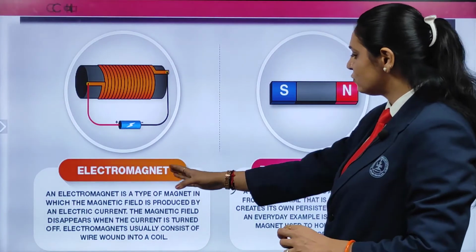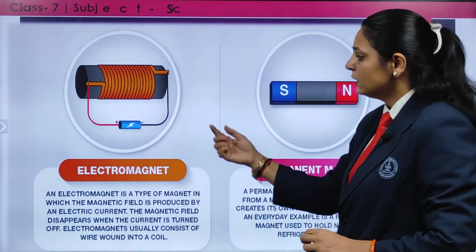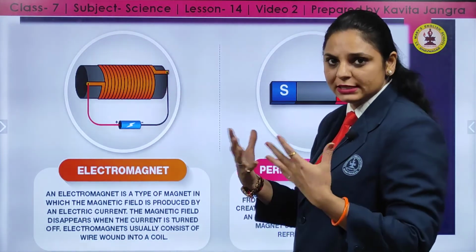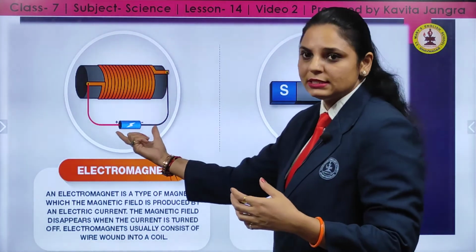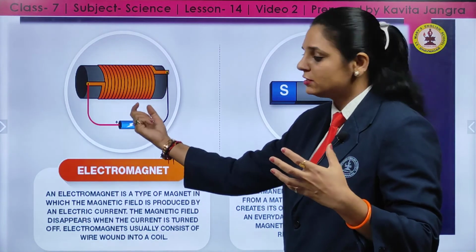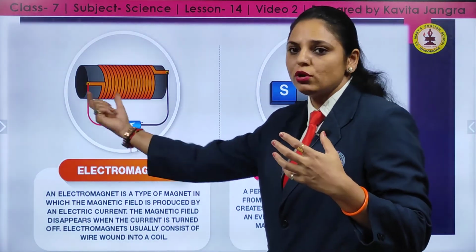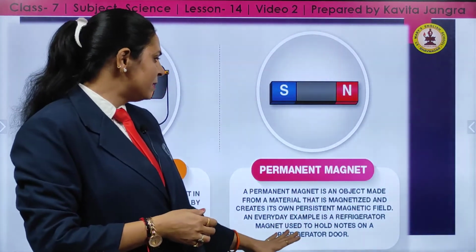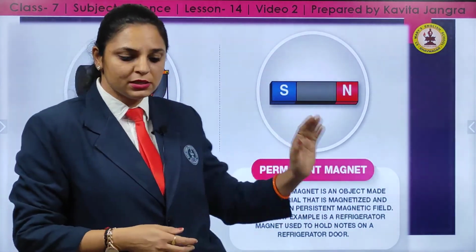Here you can see the electromagnet and permanent magnet. If you increase the number of turns, then the magnetic effect is increased. If you increase the power of the cell, the batteries, instead of 1 you take 2 or 3, there will be an increase. And here, this is a permanent magnet that will always remain the same as such.